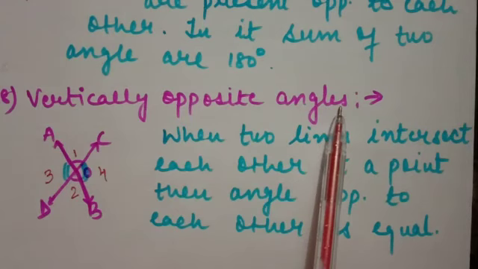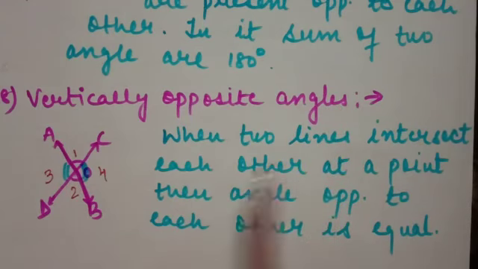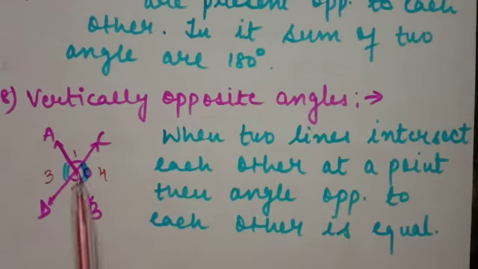Next one is vertically opposite angles. When two lines intersect each other at a point, then the angles opposite to each other are equal. When two lines are intersecting each other, the angles opposite to each other at the common vertex are called vertically opposite angles, and they are equal to each other.